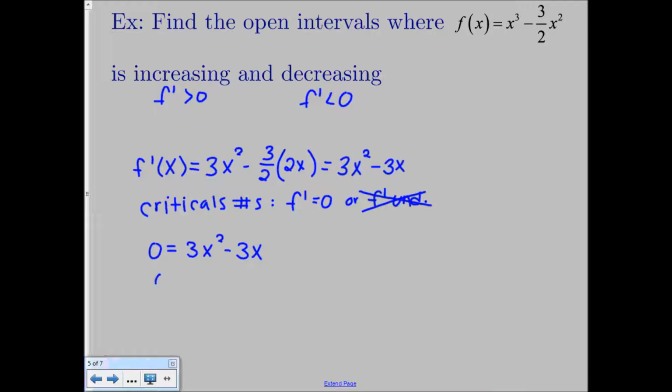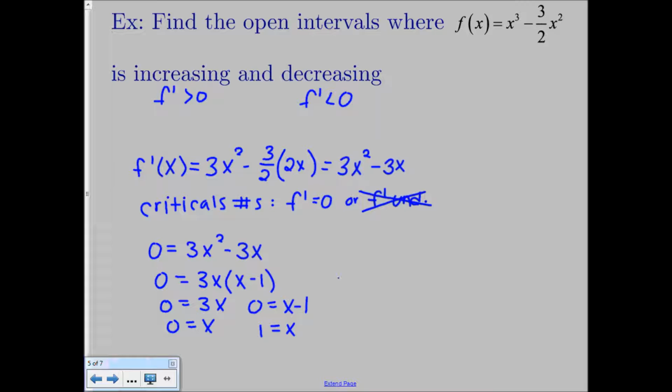So solving this, let's factor a 3x out of each of the terms, because that's our greatest common factor. So we're going to get 3x times x minus 1. Splitting it up, we're going to get 0 is equal to 3x, and 0 is equal to x minus 1. So 0 is equal to x, and 1 is equal to x. So now those give us some test values to look around. So we know that something is happening with our function at x equaling 0 and x equaling 1.